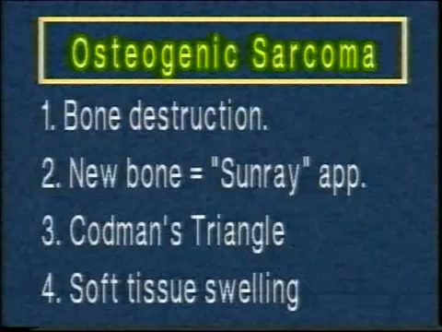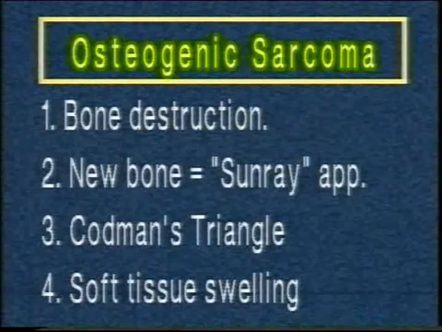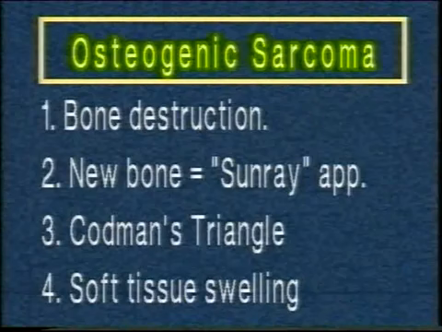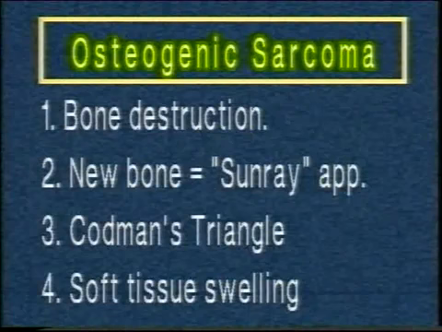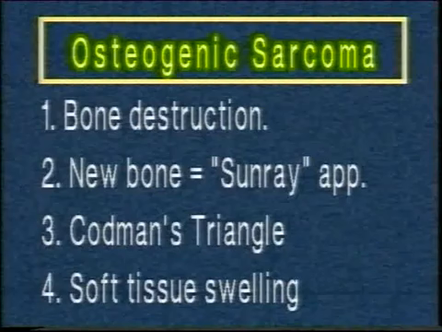The radiological features of osteogenic sarcoma are bone destruction at the site of the tumor with a wide zone of transition, new bone formation with sun ray appearance due to bone spicules radiating away from the cortex, periosteal reaction at the corner forming Codman's triangle, and the soft tissue swelling.